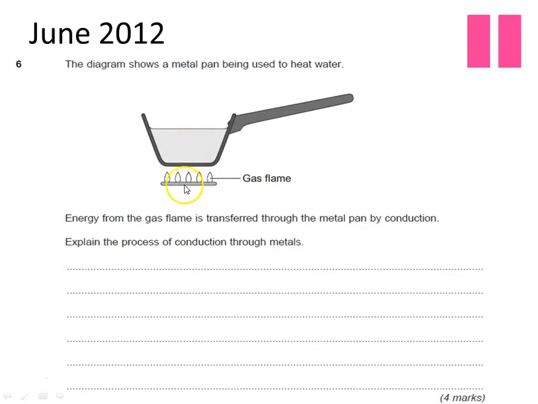It doesn't ask you about that. It asks you about the pan being heated, about the metal. So you need to talk about the metal gaining energy. You need to talk about the free electrons, like we just said before, travelling through, colliding, and then gaining energy.